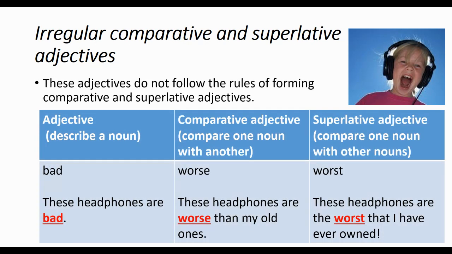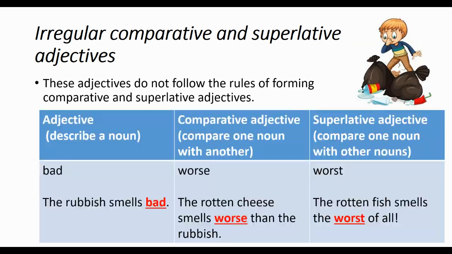Okay, so let's look at describing a noun. These headphones are bad. Comparing with another set of headphones, these headphones are worse than my old ones. These headphones are the worst that I've ever owned. So comparing the headphones to all the other headphones that I have owned. Okay, let us look at one more example.